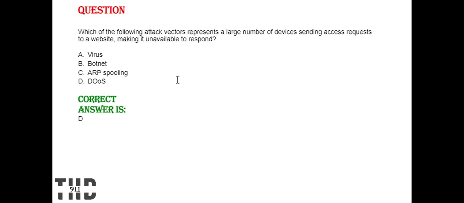Which of the following attack vectors represents a large number of devices sending access requests to a website, making it unavailable to respond? Option A, virus. Option B, botnet. Option C, ARP spoofing. Option D, DoS. The correct answer is option D.